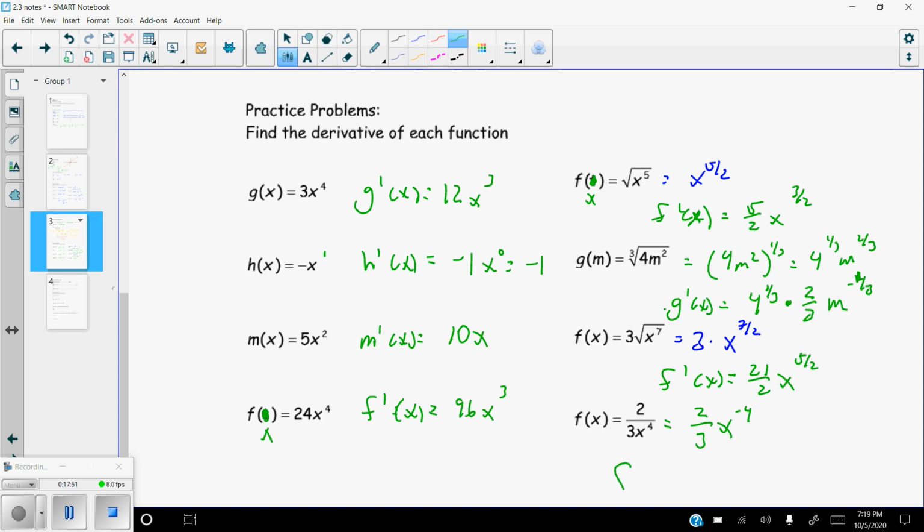So then I can go ahead and take f prime of x, bring the negative 4 out to the front and multiply it by 2/3, so you get negative 8/3, x to the negative 5th. Again, don't forget to subtract 1 from the exponent. Okay, I hope that all that made sense. Let's go ahead and finish this off. We're just going to do this in one video.